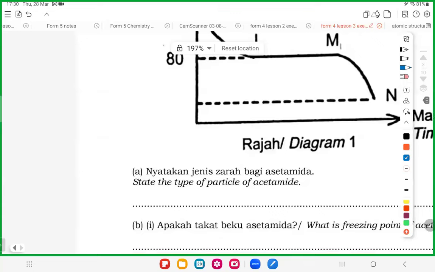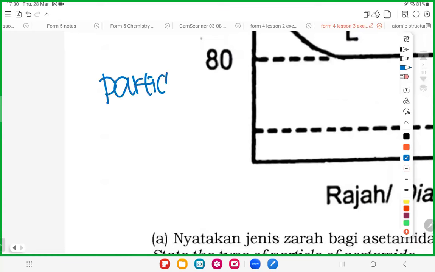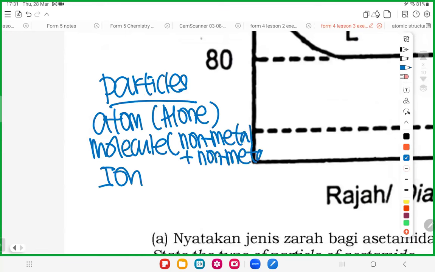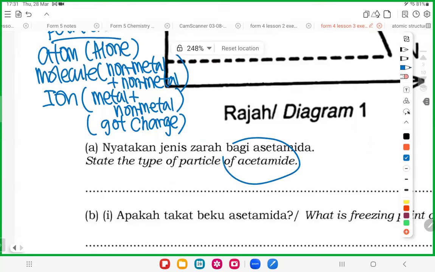Right now, what is the particle in acetamide? One minute revision. In chemistry, when they say the word particle, maybe it's an atom, maybe it's a molecule, maybe it's an ion. An atom is somebody who comes alone and doesn't have any friend. A molecule is the combination of non-metal and non-metal joined together. An ion is metal plus non-metal, or an ion is something that is charged. Let's look at this question. What is the particle for acetamide? How do we know if acetamide is an atom, molecule, or ion?